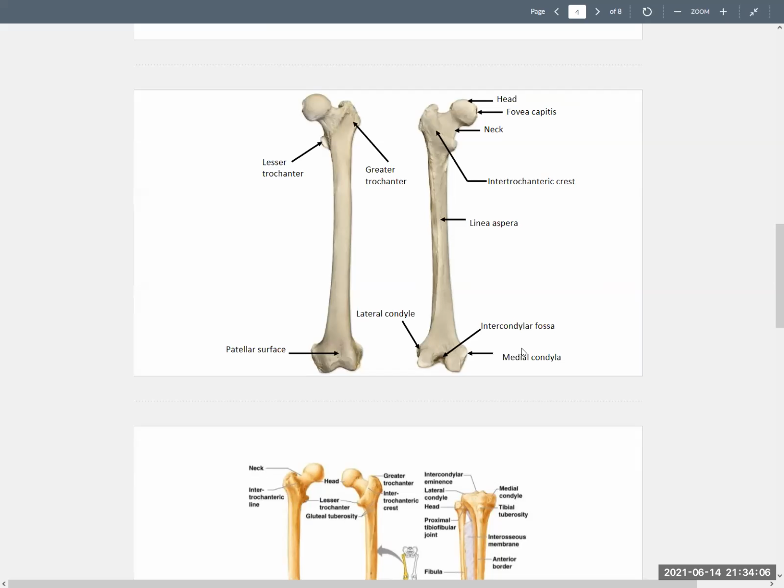Well, here's the bone that fits into the acetabulum. Head, neck, and if we want to switch to anatomical view, let's go over here. Head, neck, and then greater tubercle. No, that's not right. Greater trochanter. In the humerus, do you recall that? Head, neck, greater tubercle. In the femur, it's head, neck, greater trochanter.